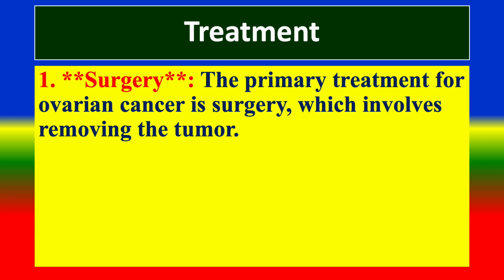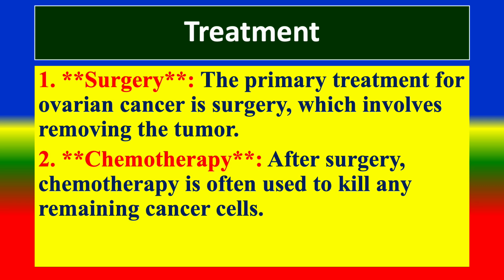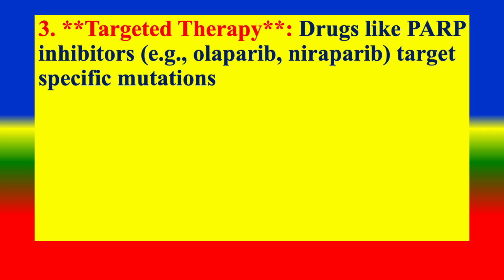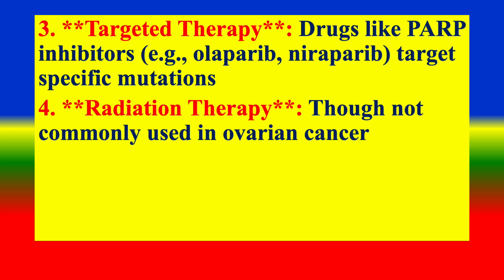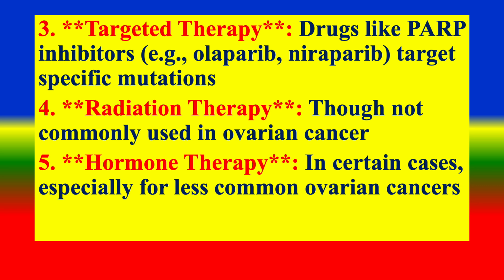Treatment. 1. Surgery. The primary treatment for ovarian cancer is surgery, which involves removing the tumor. 2. Chemotherapy. After surgery, chemotherapy is often used to kill any remaining cancer cells. 3. Targeted therapy. Drugs like PARP inhibitors target specific mutations. 4. Radiation therapy. It is not commonly used in ovarian cancer.